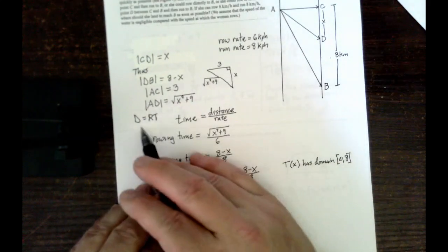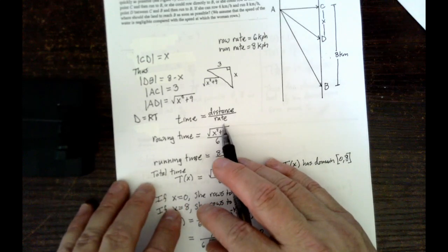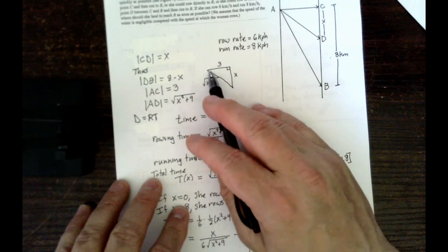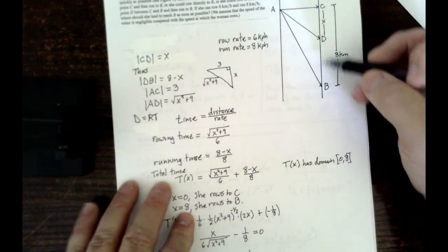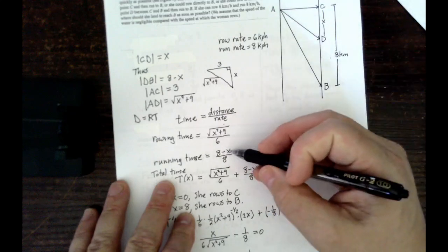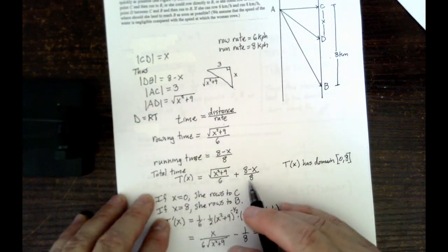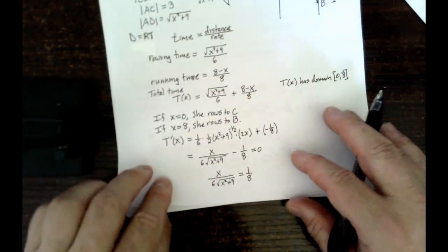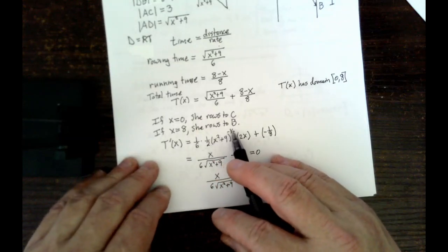Now we know distance equals rate times time, so time equals distance over rate. And the rowing time is the distance it takes them to cross the river divided by 6. The running time is the distance they run, which we know is 8 minus x, and they run at a rate of 8. And so their total time is this here. Alright. Now if x equals 0, she rows straight to C. If x equals 8, she rows straight to B.